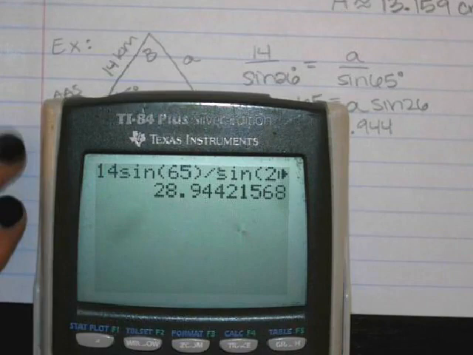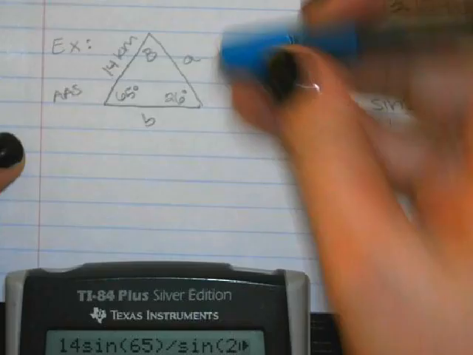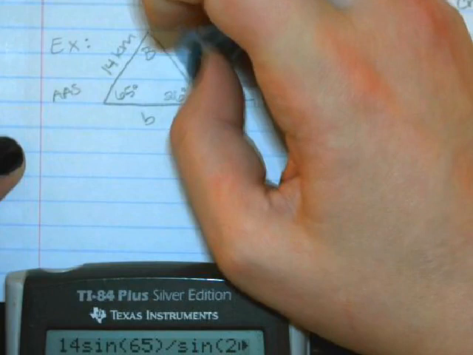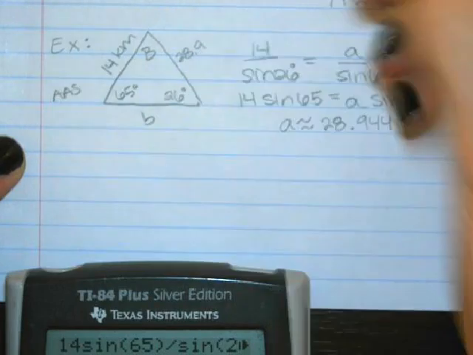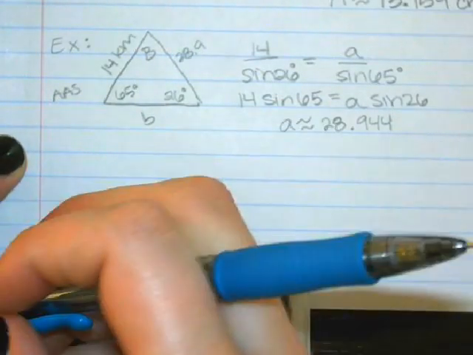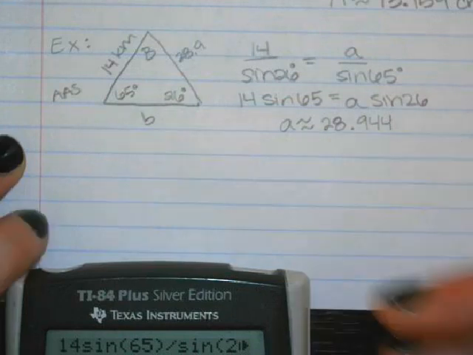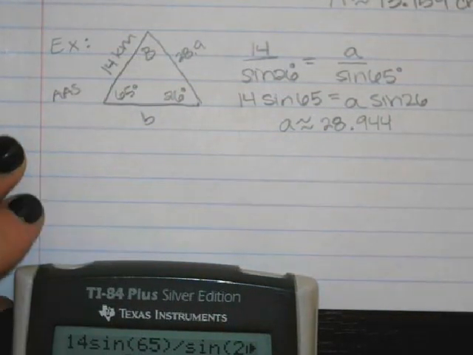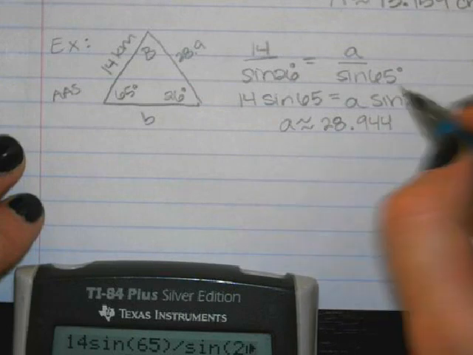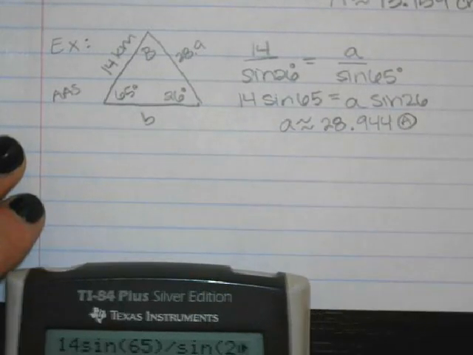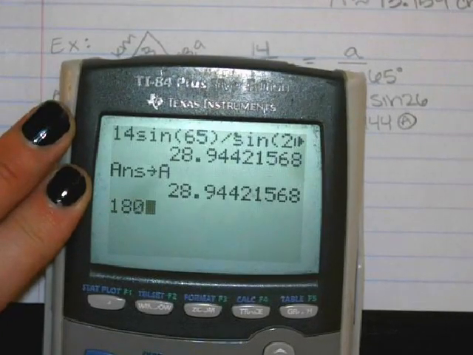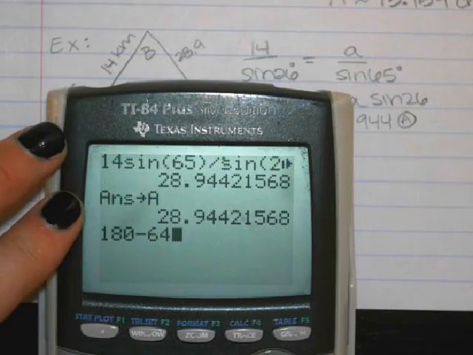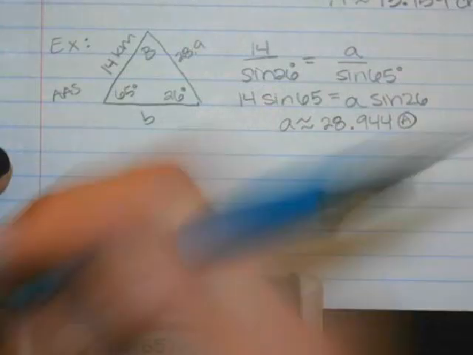Okay. So I'm going to go ahead and fix my picture. That's 28.9-ish. Okay. And somebody said, I don't remember who it was, but they said we could easily find angle B, right? Okay. I'm going to go ahead and store A in my calculator so I don't lose it. I'm going to store it as A. Okay. And then how do I find angle B? 180 minus 64 plus 65 minus 26. Okay, so angle B is 89.